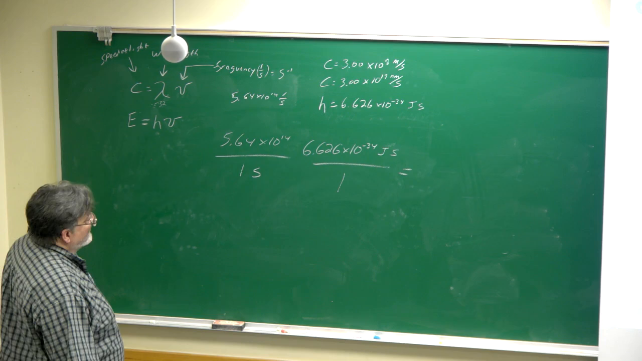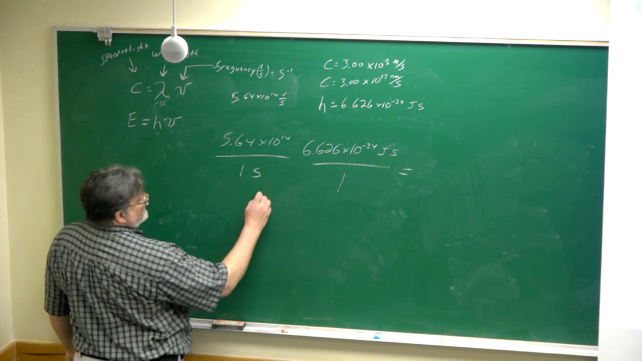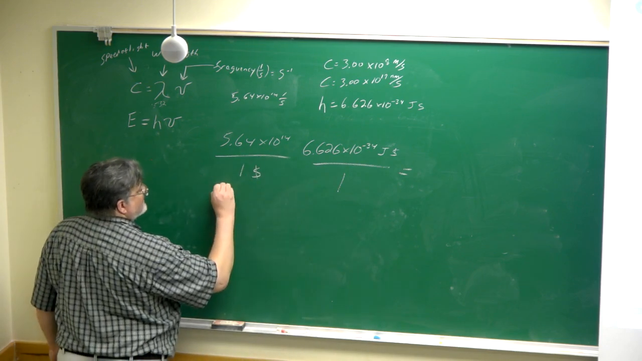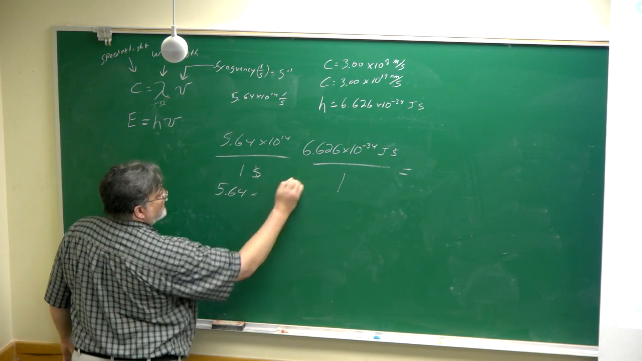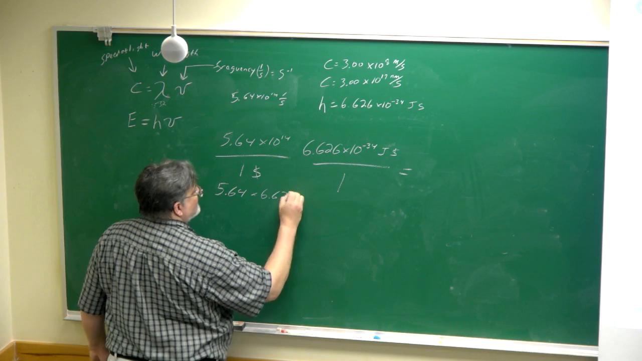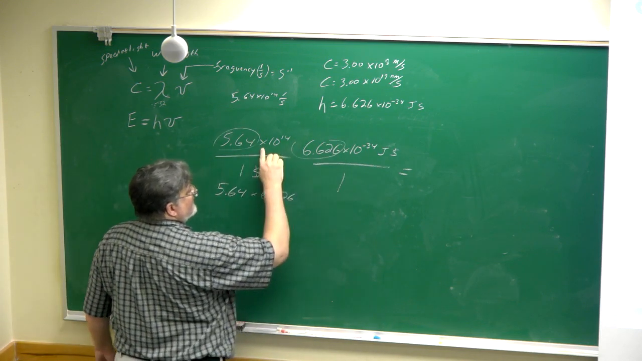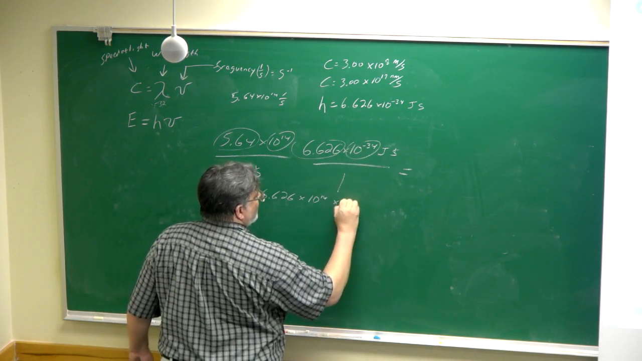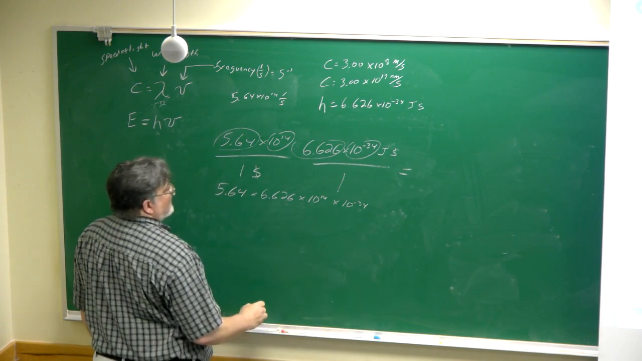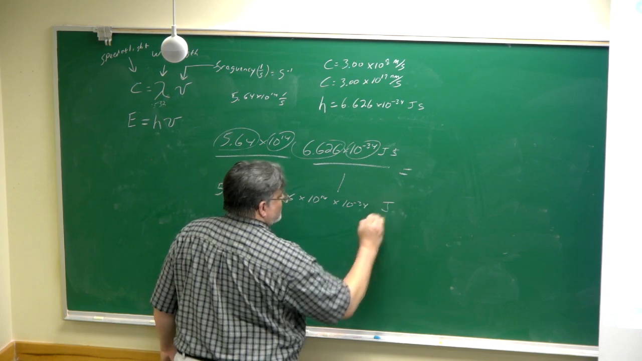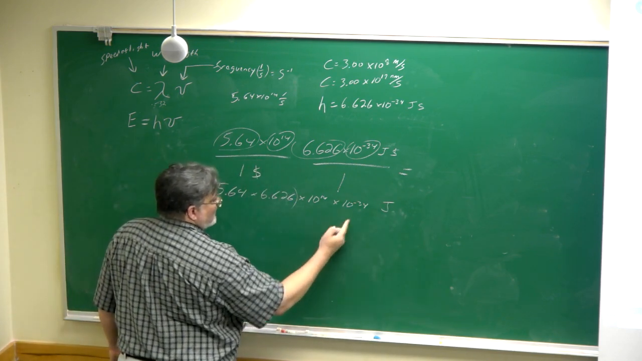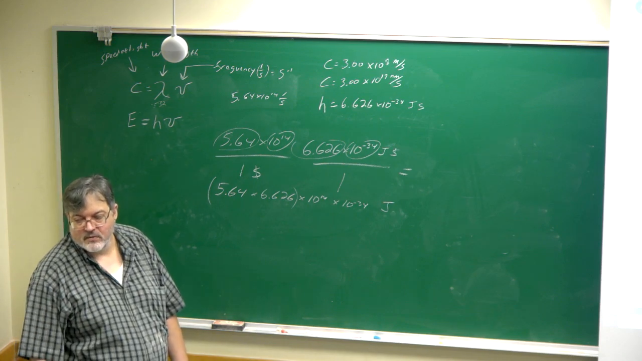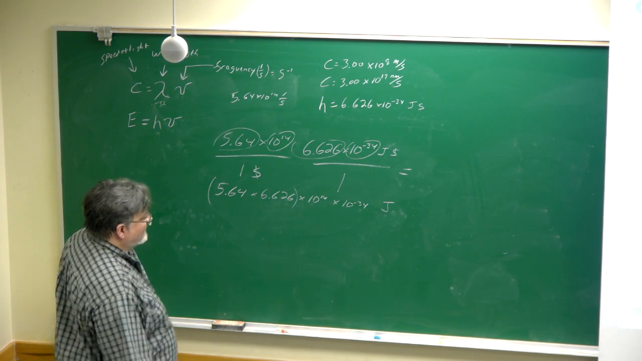I will split the numerical values. So the seconds cancel, and now there's really nothing in the denominators, so I'm just going to rewrite this. 5.64 times 6.626, so that's this and this. Now I'm going to do 10 to the 14th and 10 to the negative 34. And all that's left to write is J for joules. All right, so this part I'll do in my calculator. 14 minus negative 34, I should be able to do in my head, but I don't want to. What is it? Negative 20?